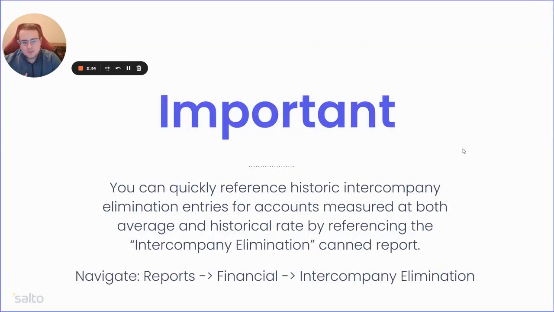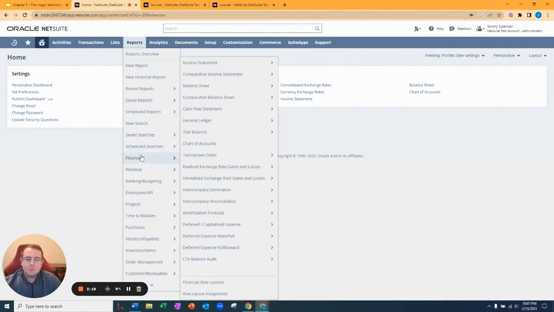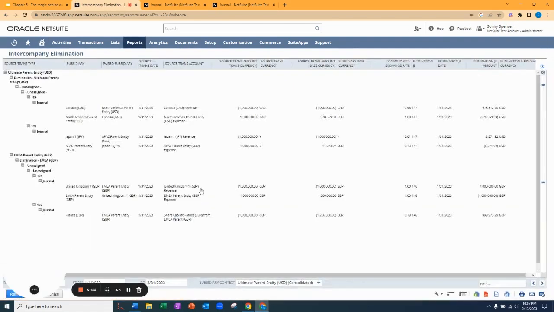Another important thing to note is that you can quickly refer to historic intercompany elimination entries for accounts that are measured at both the average and historical rates by referencing a canned report within NetSuite. Let's navigate there now and show you. If you go to Reports, Financial, and Intercompany Elimination, this is going to load a report in the system with all of the historic intercompany elimination journal entries that the system has generated.